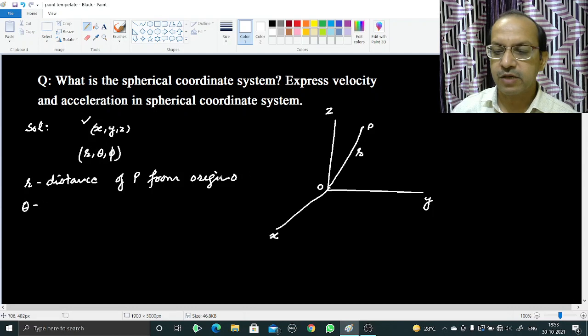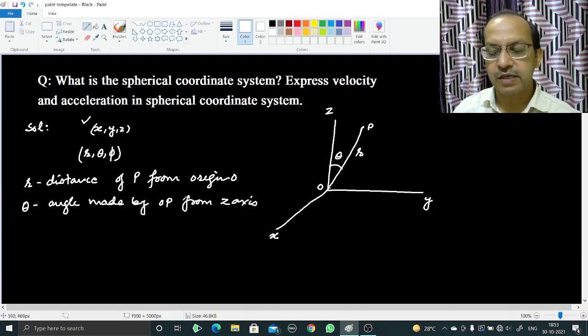What is theta? So theta is actually the angle made by this OP from the z-axis. So it is actually theta. So theta is the angle made by OP from z-axis.